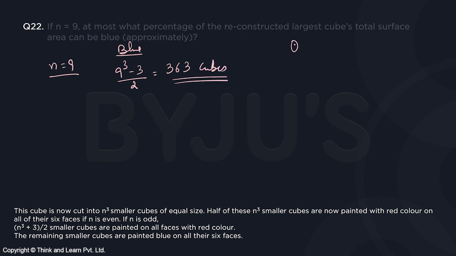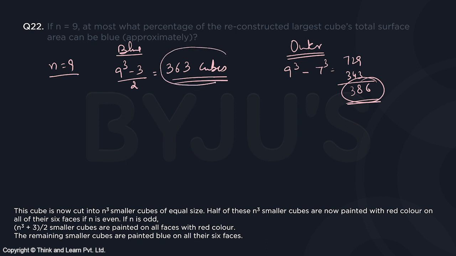What is the outer surface of this n is equal to 9 cube? Outer surface is having 9 cubed minus 7 cubed, that is 729 minus 343 cubes, which is equal to 386. So 386 cubes are visible from outside. 363 cubes are blue and 386 cubes are visible from outside. I can keep all 363 on the outside, the remaining ones would be red.